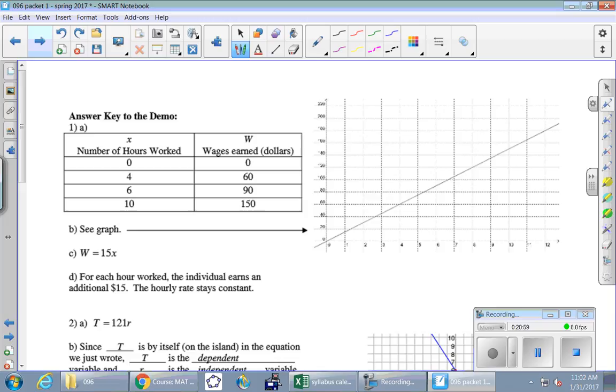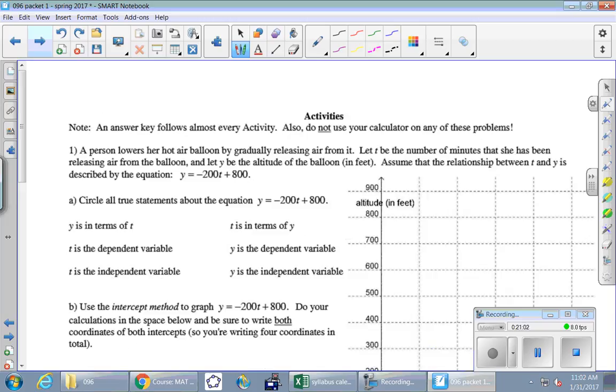Okay? All right, activity starts a couple of pages away. Let's see how far we can get.